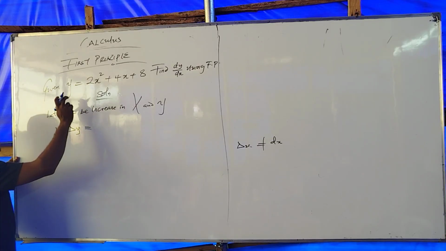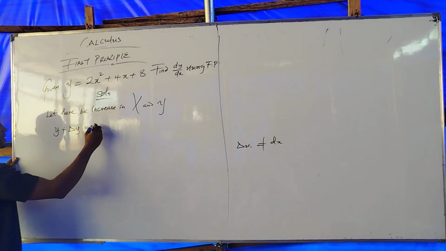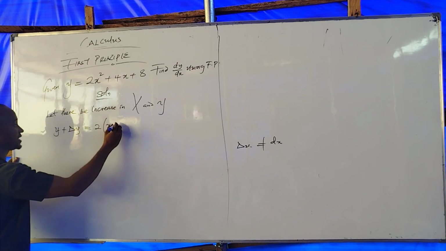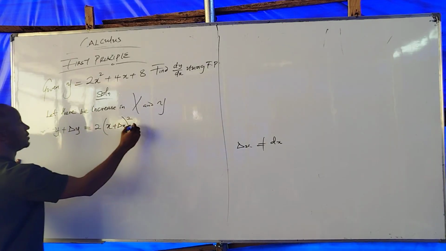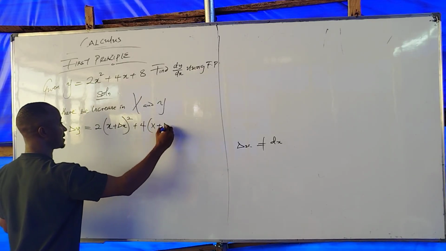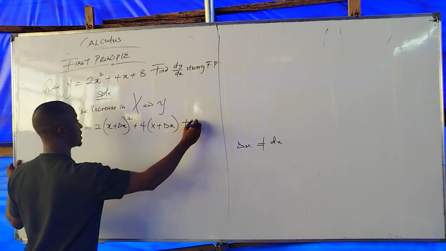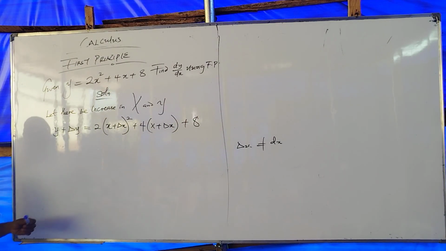Equals, on this side, anywhere we see x, we put x plus delta x. What will it be here? 2 in brackets, x plus delta x, all squared, plus 4 times x plus delta x, plus 8. Digest this. Is it entering?